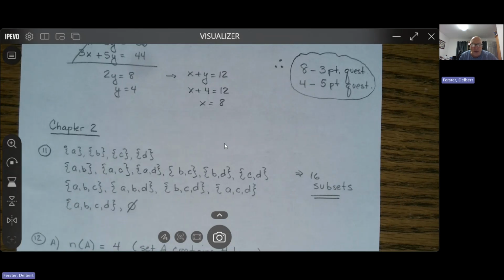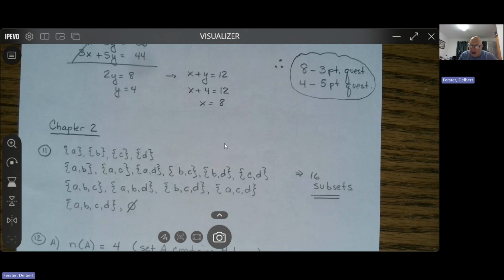Problem 11 asks you to list all the subsets of a set that contains 4 elements, A, B, C, and D. So the first thing you see there are the sets that have only one element, set A, a set with B, a set with C, a set with D. Then I listed all of the sets that could have 2. You can have A with B, you can have A with C, A with D, B with C, B with D, C with D. Remember, order doesn't matter. Then I listed the sets that have 3 of them, A and B and C, A and B and D, B and C and D, A and C and D.